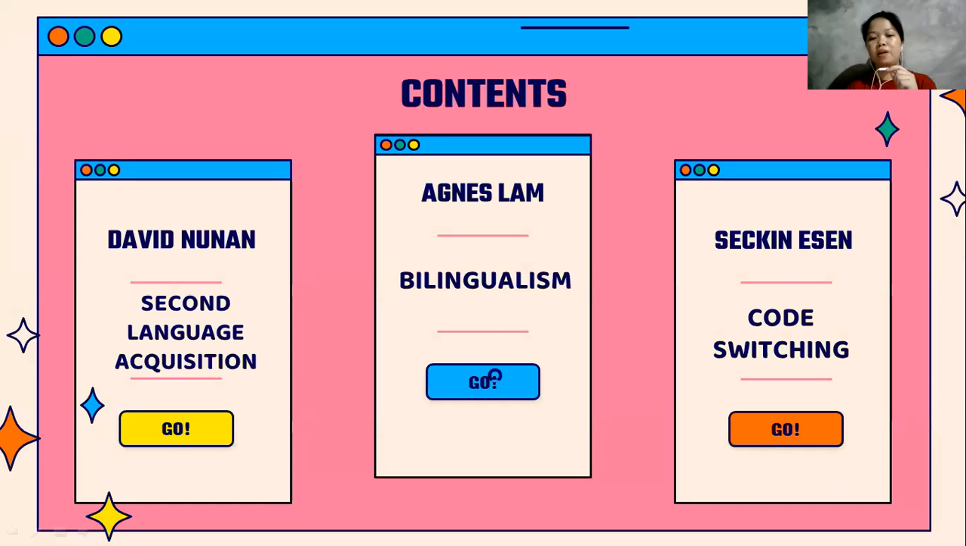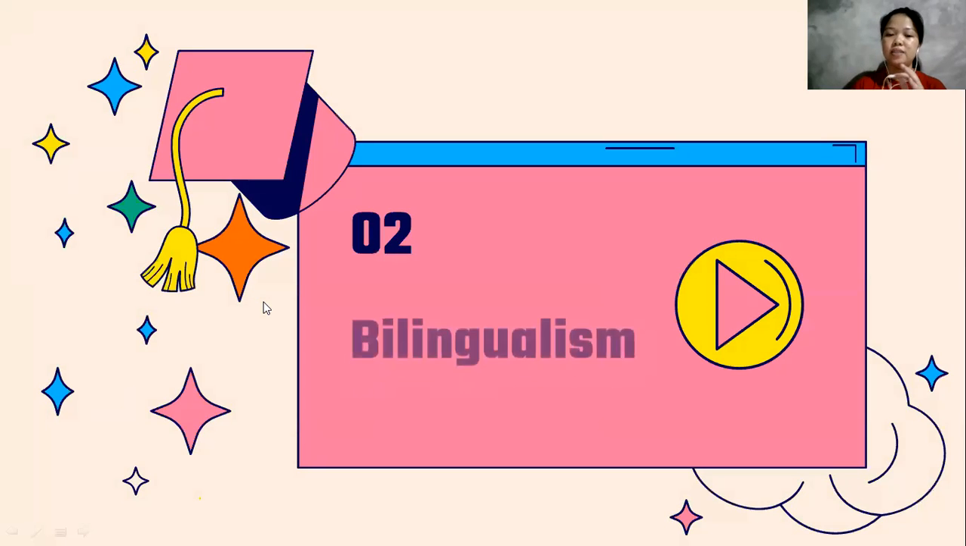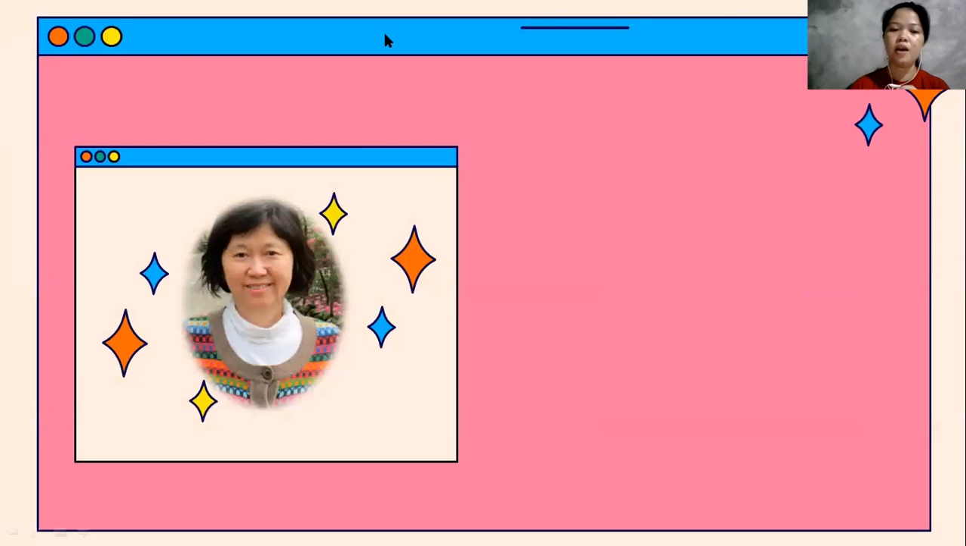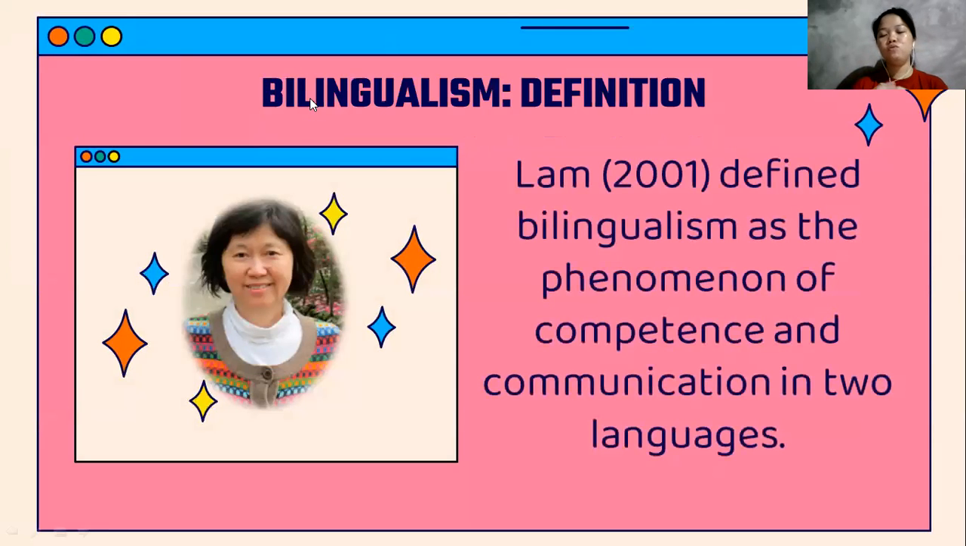Now we will proceed with bilingualism by Agnes Lam. Like David Noonan, Agnes Lam is the main author I used to discuss this topic. Now, according to Lam, Lam defined bilingualism as the phenomenon of competence and communication in two languages. Of course, the prefix bi means two. So if you're able to speak two languages, then you're considered a bilingual.